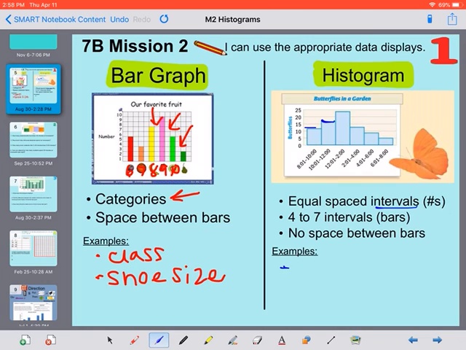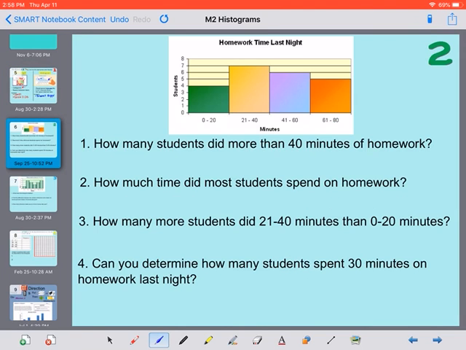Some examples of this, a lot of stores use this to track the number of people that come into the store. So you can see when the busiest time of the day is to go to the store or when would be like the least busy time. So let's look at a histogram on slide 2.